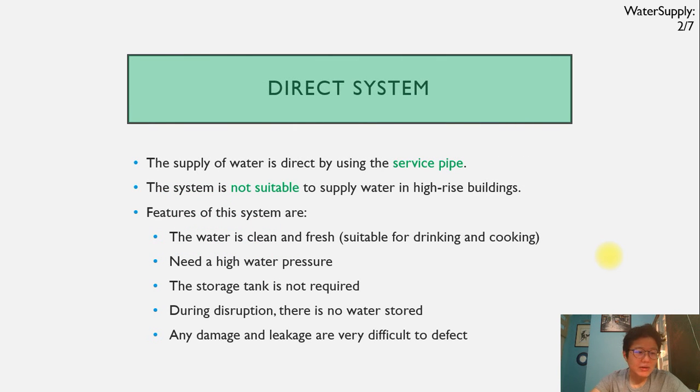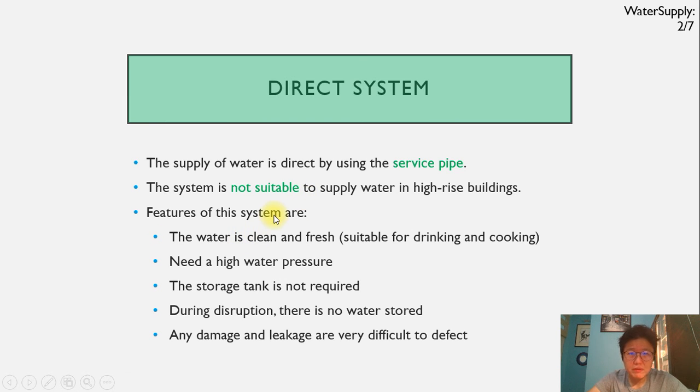Okay, the direct system says what? It says that your supply comes directly using the service pipe. It's not suitable to supply water in high-rise. We talked about this much earlier on. For a high-rise building, what do we do? It's a flat apartment or a block of condominium. What do we do? The water must be pumped up to their storage. Then from the storage, it comes down to individual units. It could be gravity flow. Sometimes they use a pump as well to make sure it's more efficient. Okay. Hence, a direct system that comes directly from the main cannot be used for a high-rise building.